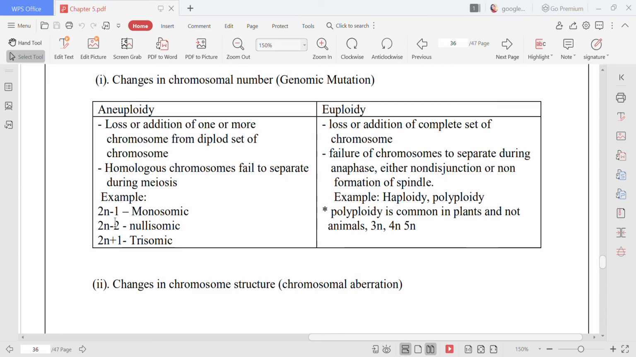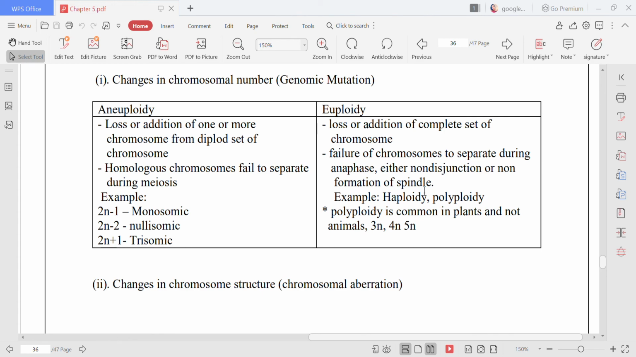Now here the examples are 2n minus 1, monosomic, or 2n minus 2, nullisomic, or 2n plus 1, trisomic. That means in the diploid set either one is missing, or two are missing, or one has been added. Then it becomes trisomic. And in polyploidy, that is common in plants, and this is not common in animals. The polyploidy is common in plants, where we get triploid or tetraploid or pentaploid. That is polyploidy, which occurs here in euploidy.